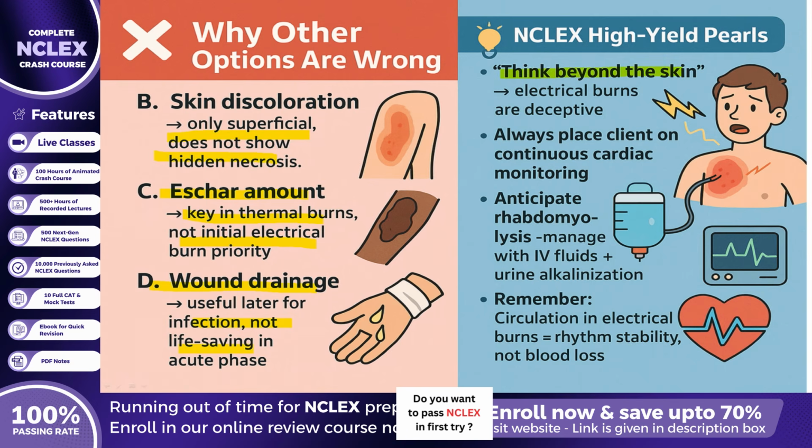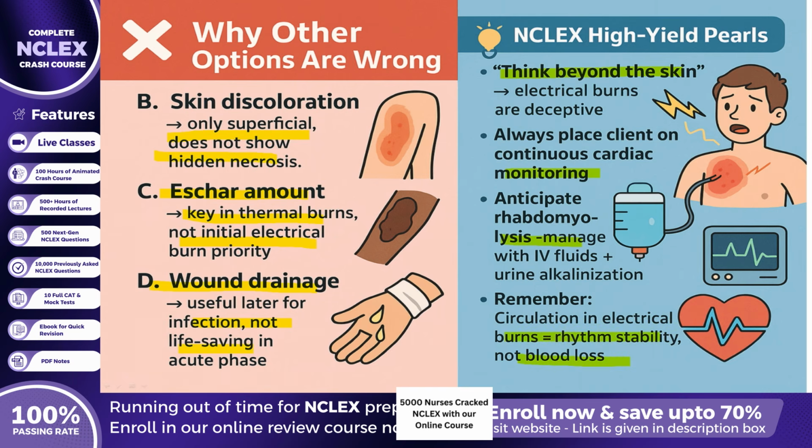Think past what you see. Electrical burns often hide more than they show. Always place the patient on continuous cardiac monitoring because the conduction system is at risk. Anticipate rhabdomyolysis, which can clog the kidneys with myoglobin, and manage with intravenous fluids and urine alkalinization. And finally, never forget that circulation in electrical burns is not only about blood loss, it is also about rhythm stability in the heart.